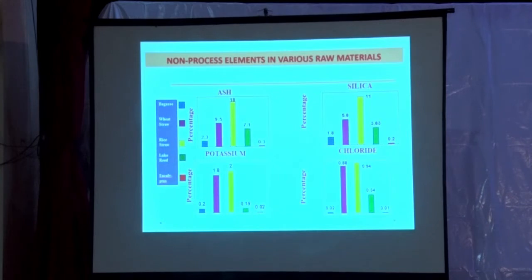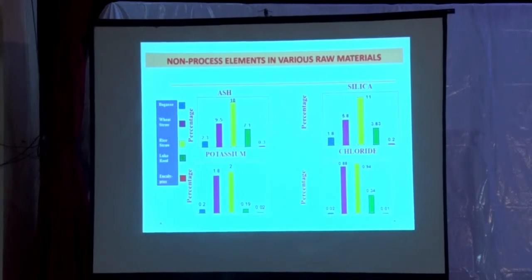What are the sources? As we all know, the major raw material is the source of these NPEs. The raw materials being used are bagasse, wheat straw, and utilities. Where do they stand as far as NPE content is concerned? We see the yellow column at the highest in all the cases: rice straw. This is the main reason why any virgin paper mill is not using rice straw. It has the highest ash content, the highest silica content, the highest potassium content, and the highest chloride content.